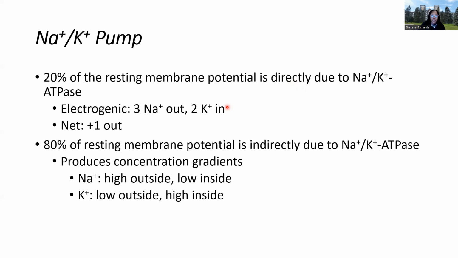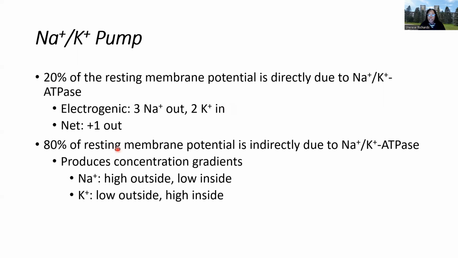And so because it is allowing more sodiums to leave than potassiums are coming in, there's going to be a net positive charge accumulating on the outside of the cell. What does that mean? There's going to be more positive charge leaving the cell than is being pumped into the cell. And so 20% of the resting membrane potential, 20% of that negative 70 value, is coming directly from the sodium-potassium pump because it is allowing more positive to leave, and so more negative is going to be on the inside.